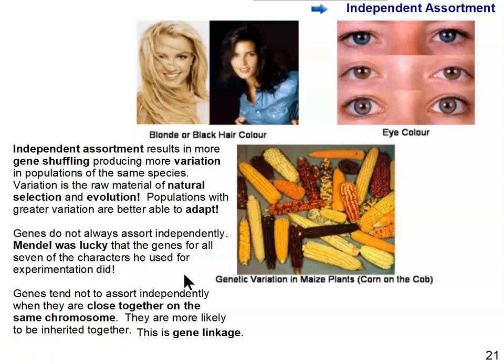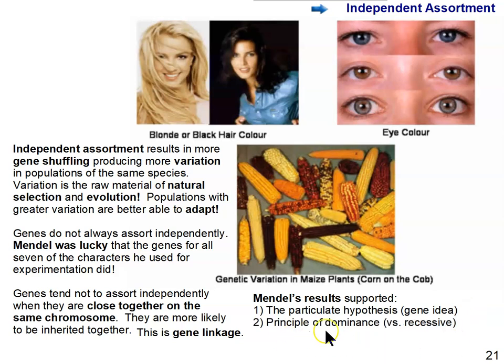So to sum up here, because we're done with Mendel's experimental design finally, Mendel's results supported the particulate hypothesis, in other words, the gene idea, that there are these discrete particles, genes and alleles, that are passed from parents to offspring, unchanged. The principle of dominance and recessive, of course, that some alleles dominate over other alleles. Remember, an allele is a form of a gene, so some forms of a gene dominate over other forms of the gene. They mask it, is a good way to think about it.